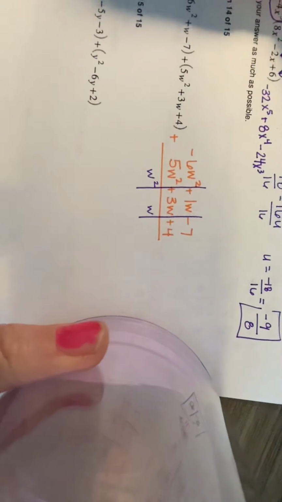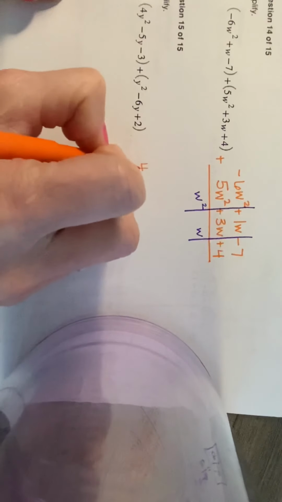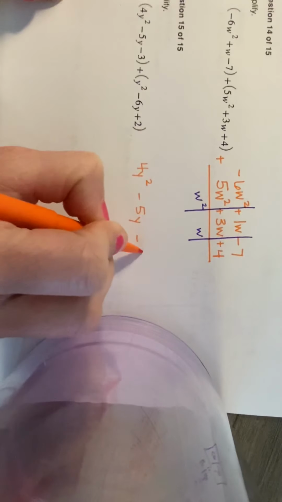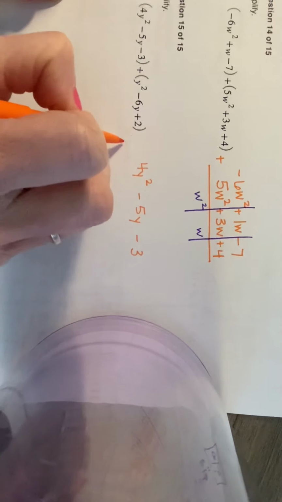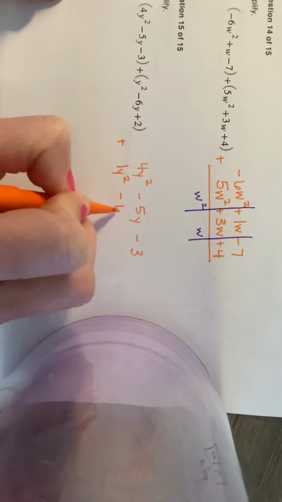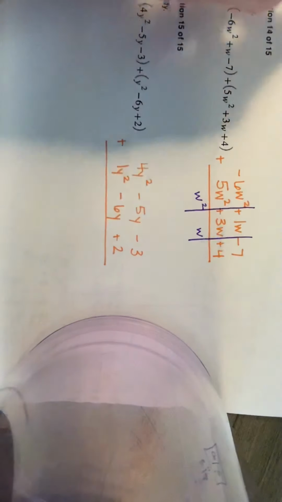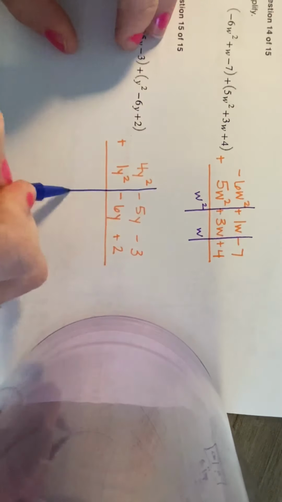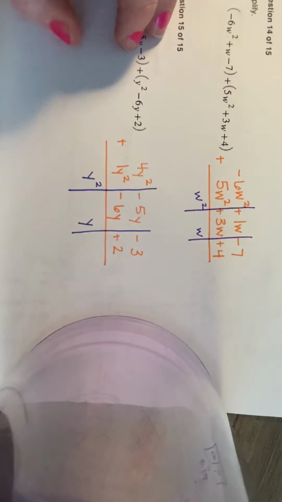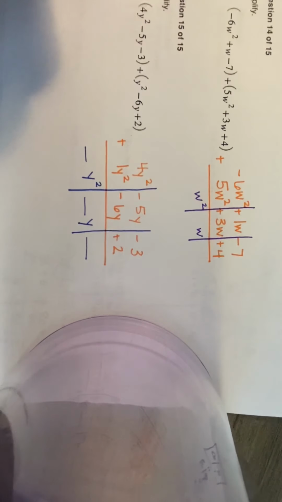15 is going to be the exact same kind of problem. 4y squared minus 5y minus 3, sorry about the dogs, plus 1y squared minus 6y plus 2. Add straight down, variables do not change. And then of course you have to fill in your numbers and your pluses and minuses.